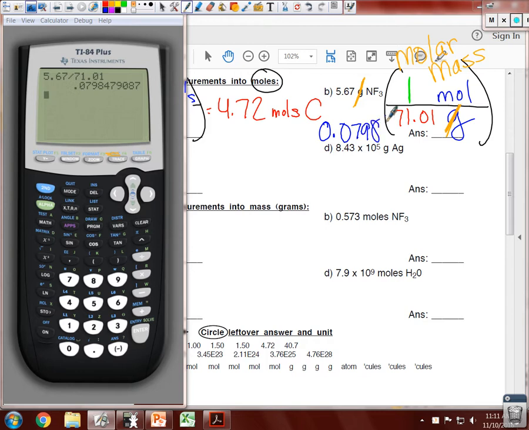0.0798. That's 3 significant figures. Remember that first 0 doesn't count. And then what would you have to add behind it? Moles of NF3. Any questions on that?